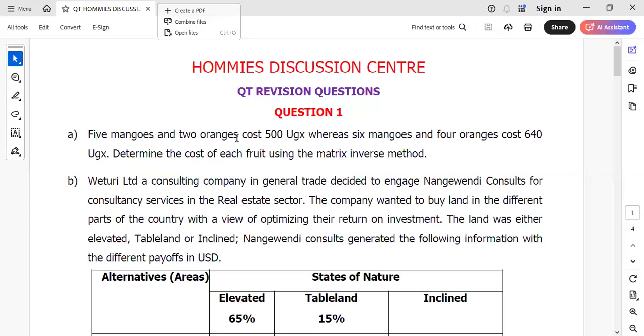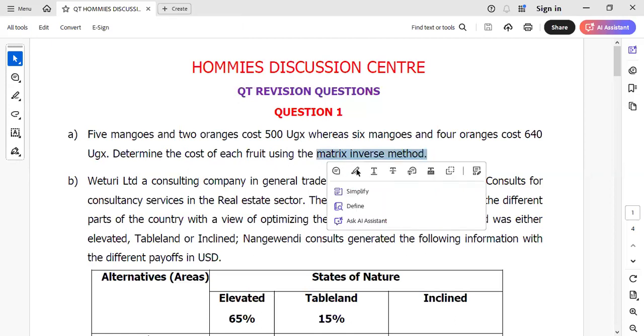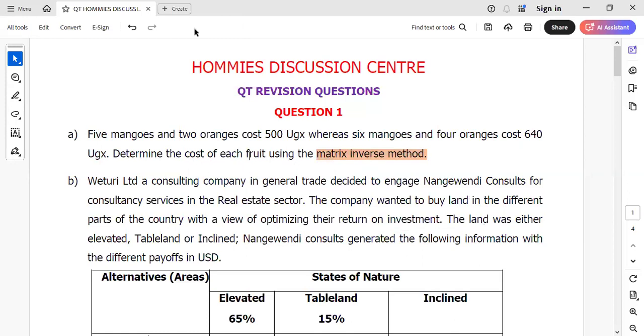5 mangoes and 2 oranges cost 500 UGX, while 6 mangoes and 4 oranges cost 640 UGX. We are told to determine the cost of each fruit using the matrix inverse method. So for you to use the matrix inverse method, you need to come up with equations. Once you have your equations, change them into matrix form. Then you go ahead and solve those equations using the inverse method.